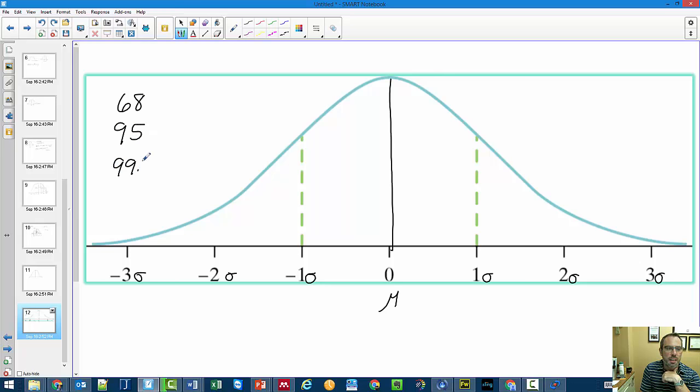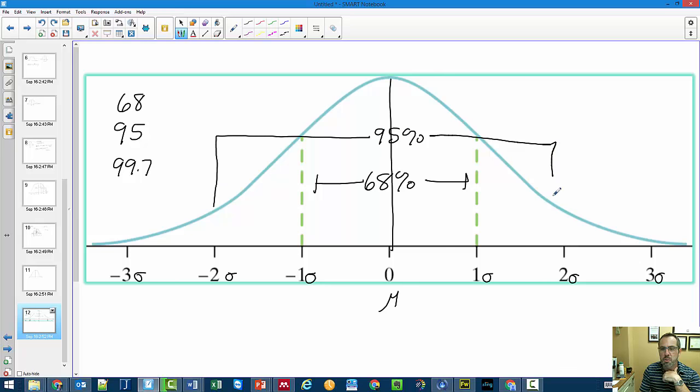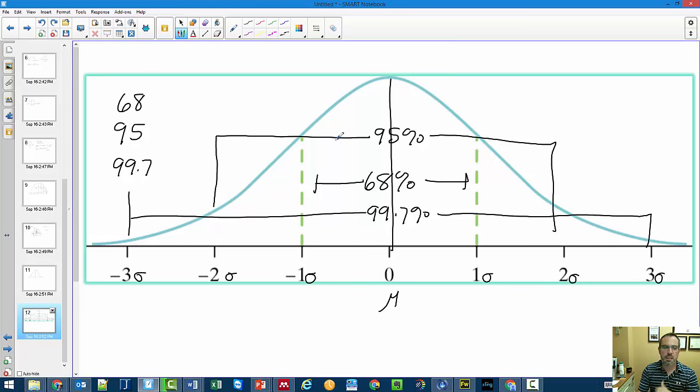95, 99.7 rule. 68% of the data is between the first standard deviations. 95% of the data is between the second standard deviations, and you'll notice, and I think you'll get the idea, that down here 99.7% of the data is between the third standard deviations.